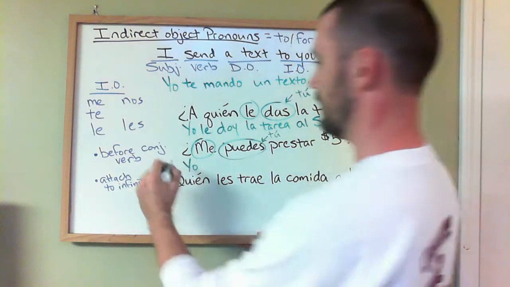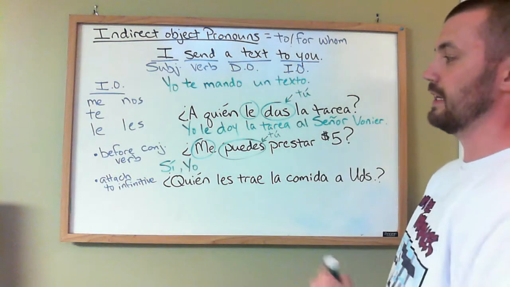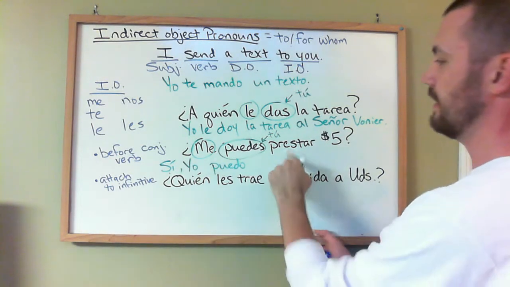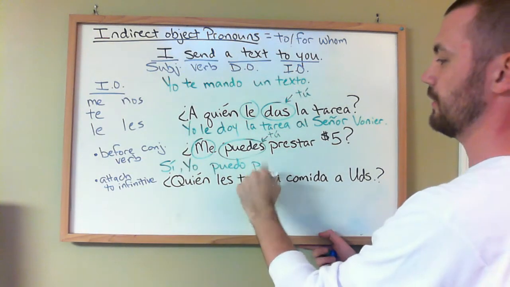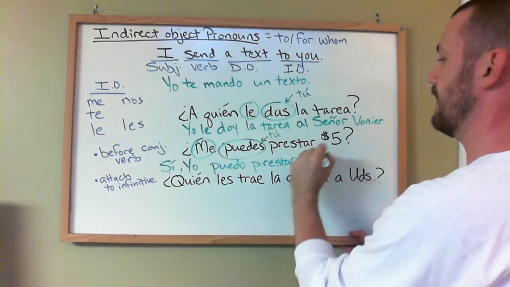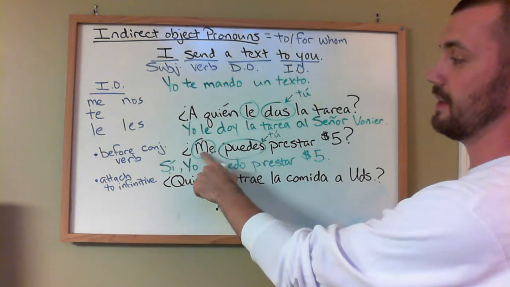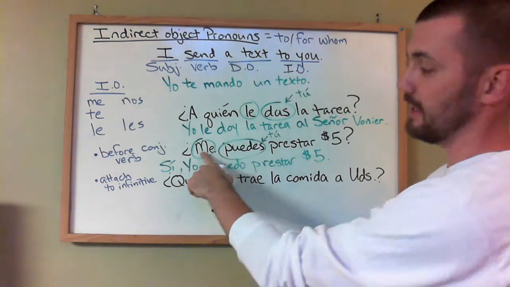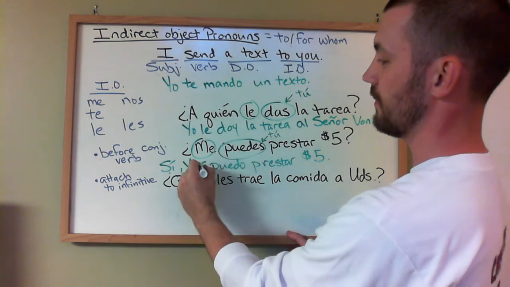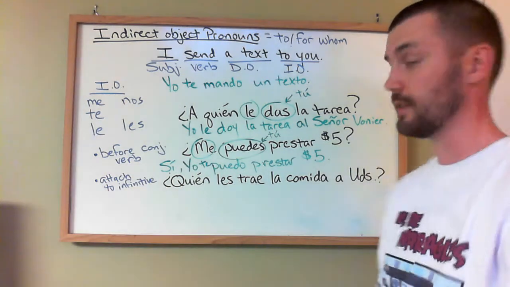Let's say the answer is yes. That's what we want to hear. So sí, yo. Now let's conjugate the verb. Puedo. Now let's say to loan, I'm able to loan. Prestar. And then we have $5. Now, where's the to you part? Yes, I can loan $5 to you. It would go before the conjugated verb. Sí, yo te puedo prestar $5.